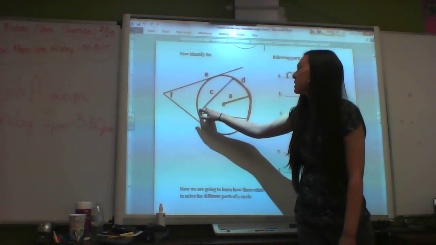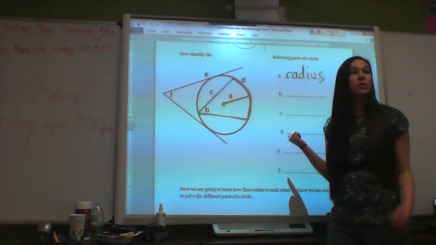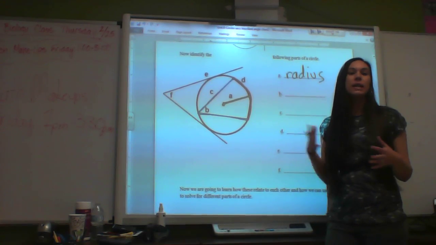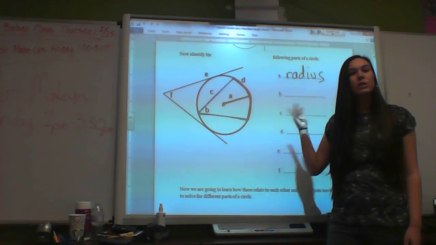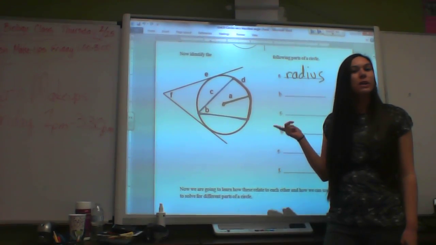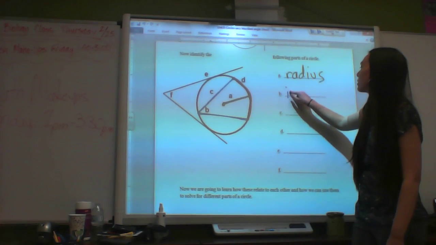B, let's see, so B is this one right here. So what does B look like? Good, an angle. And where is it in relation to our circle? On the inside. So what angle must this be? Great job, guys, an inscribed angle.